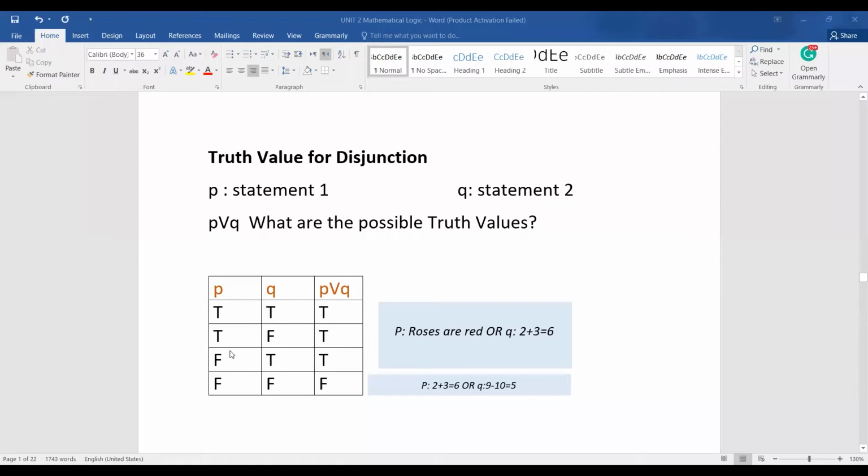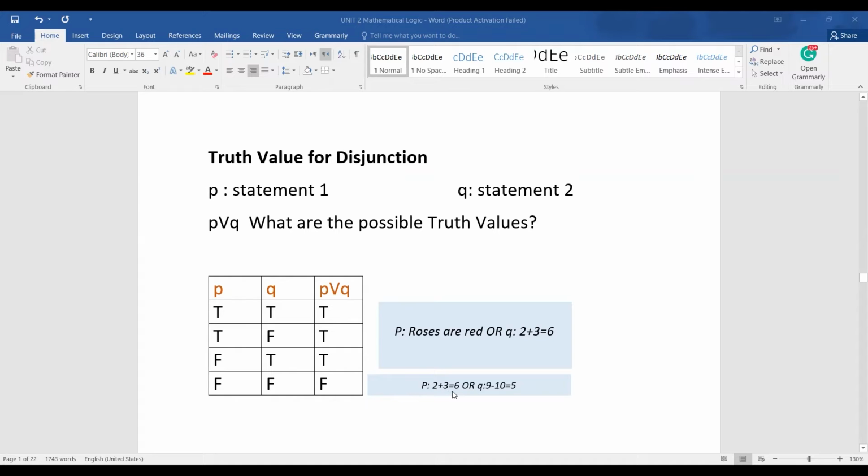Similarly for the opposite, P is false and Q is true. So it will give us P or Q is true. When we say or, one of them has to be true, so the compound statement is true. But when P is false and Q is false, then P or Q is false, since both the statements are false, or I'm lying when I'm saying the statements.